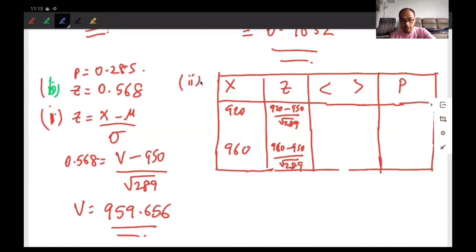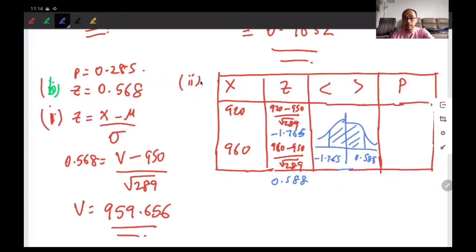So 920 minus 950 over the square root of 289 will give me negative 1.765, to 3 decimal places. The second one, 960 minus 950 divided by the square root of 289, I will get 0.588. Since I want the in-between, my graph will be like this, with negative 1.765 and here is 0.588. This is the region I want.